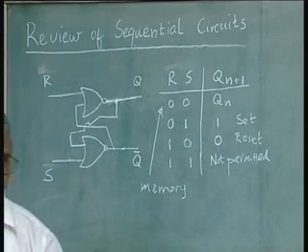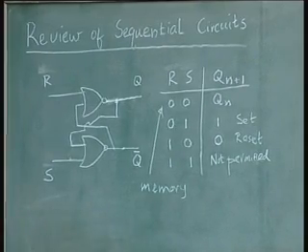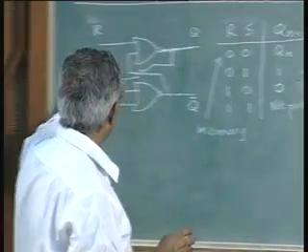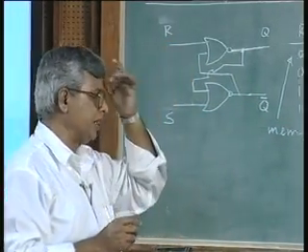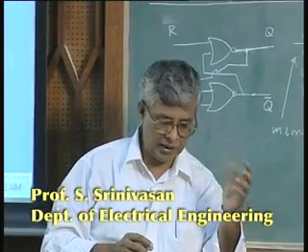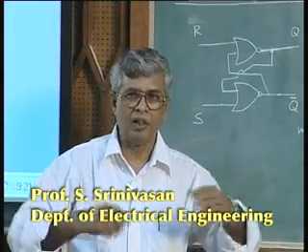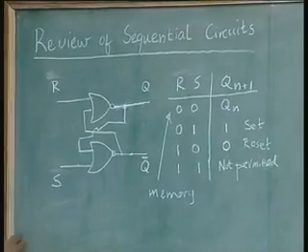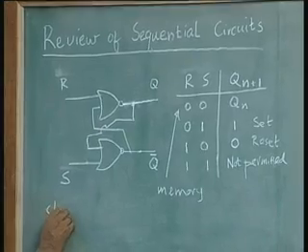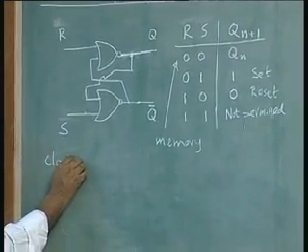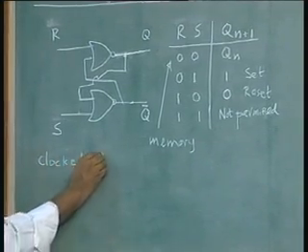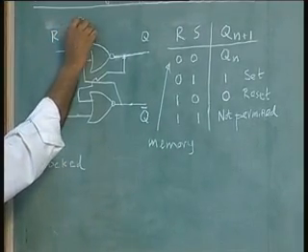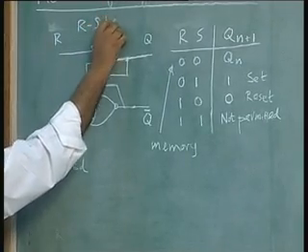This is the RS latch. In any latch, when the input changes, the output changes, but we would like to have the changes in the output controlled by another event called the clock. So, when you have a clocked latch, you introduce an extra input in addition to S and R, the set and reset inputs.